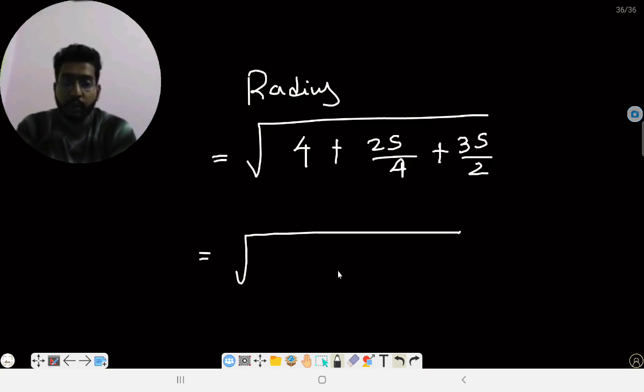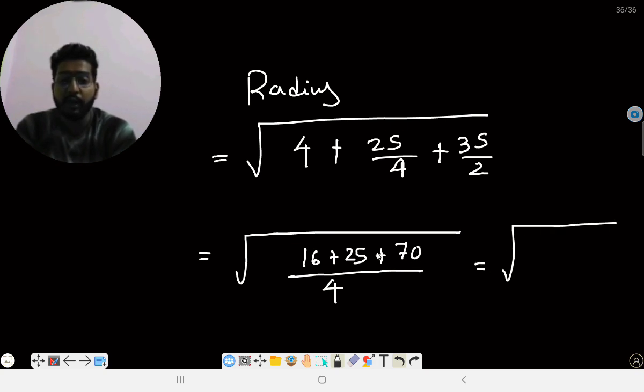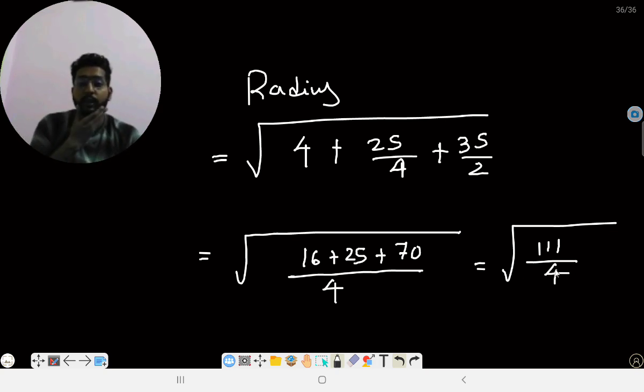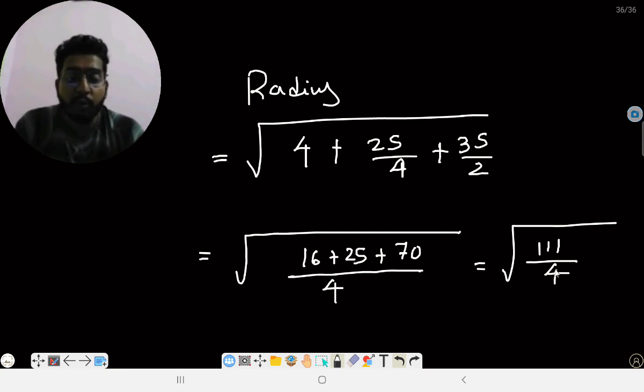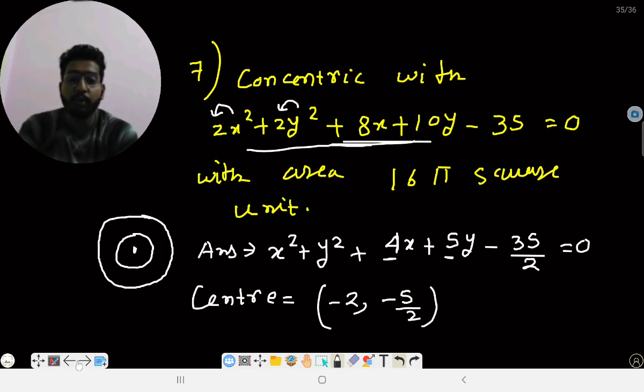Now if you do this, the LCM is 4, that will be 16 plus 25 plus 70, just solve this one. So root over of the total, which is 111 by 4, like this. The radius is coming like this: root over of 111 by 4. Now this is the radius.